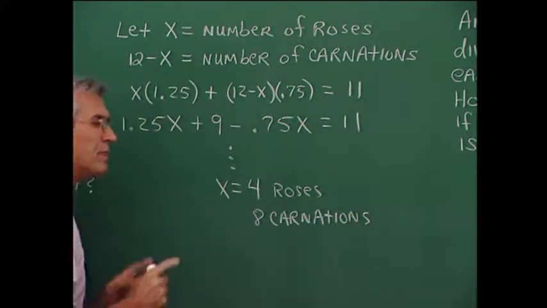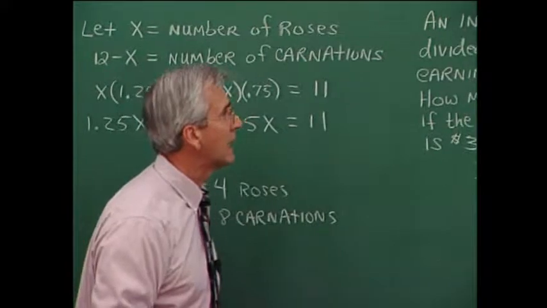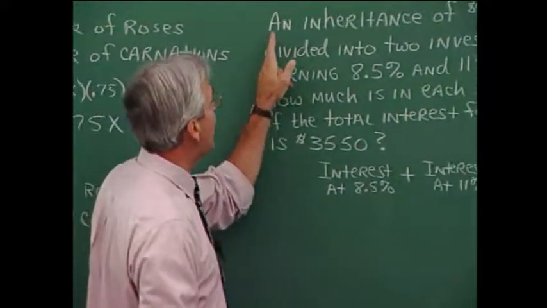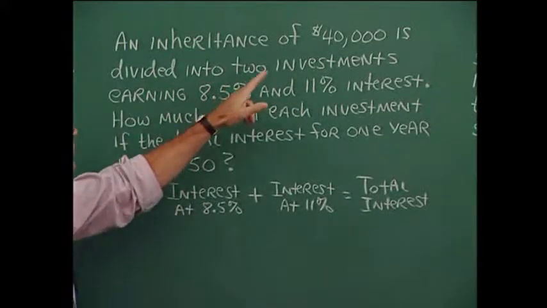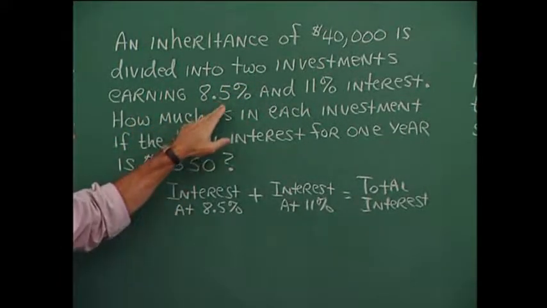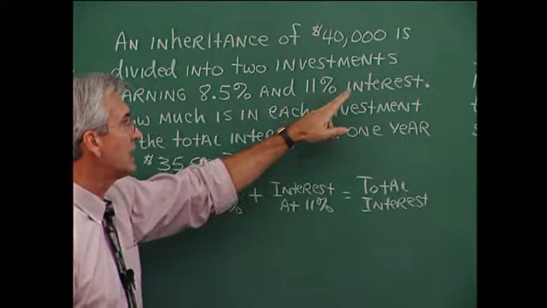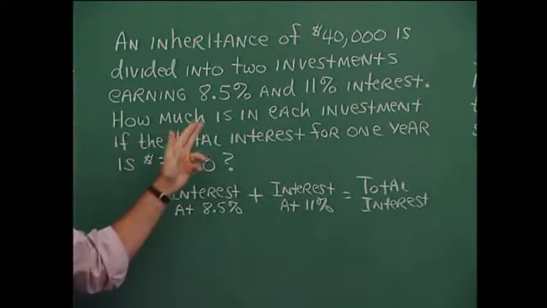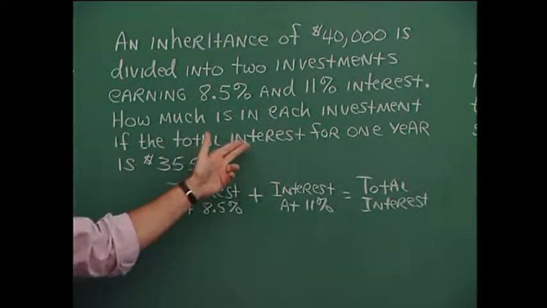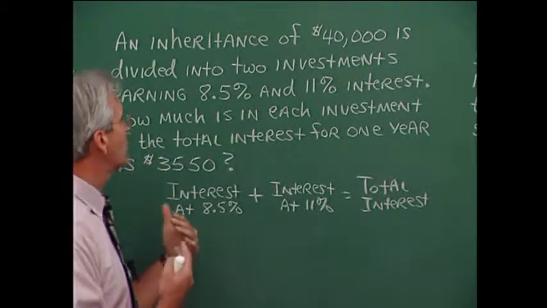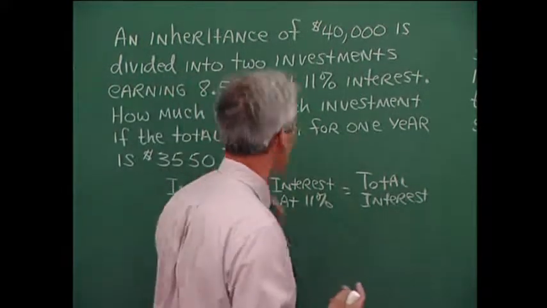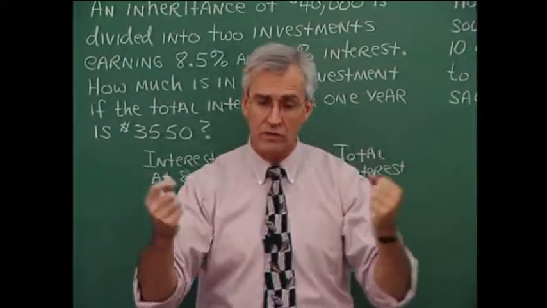Let's look at a mixture problem involving money. This one says, an inheritance of $40,000 is divided into 2 investments earning 8.5% and 11% interest. How much is in each investment if the total interest for 1 year is $3,550?